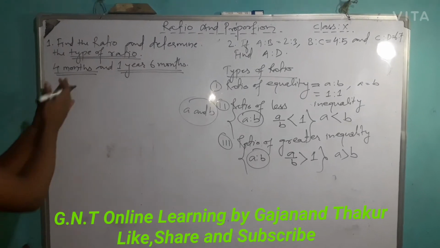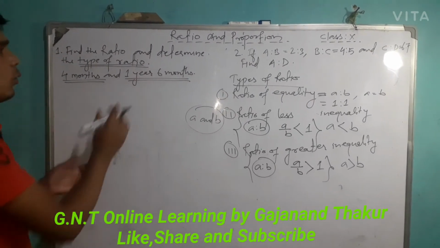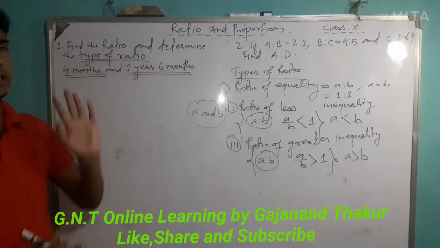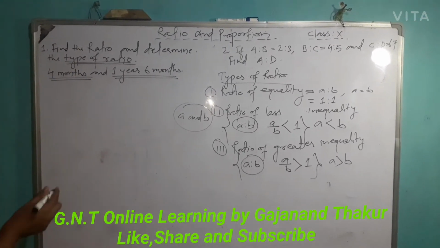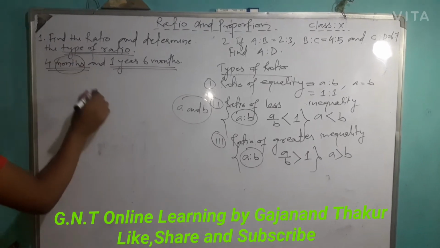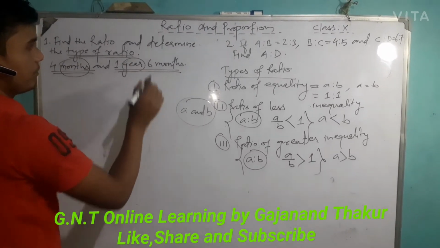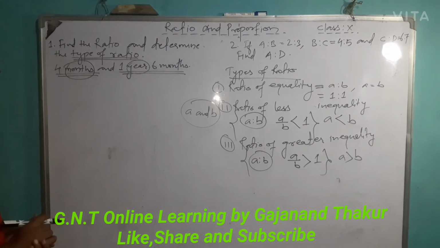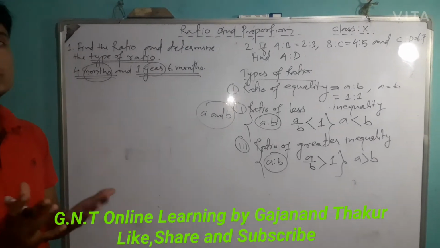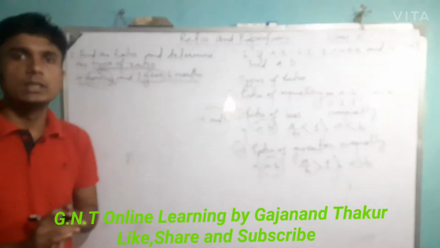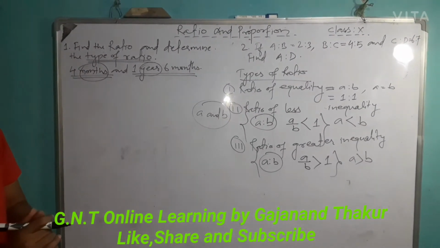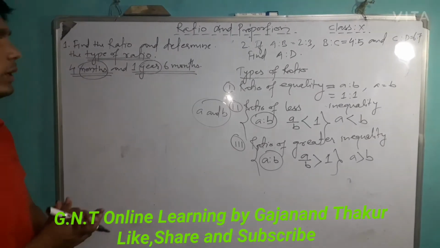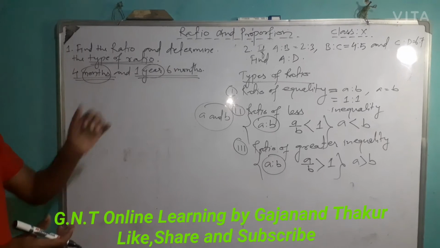Now the question which we have is 4 months and 1 year 6 months. So here we got two types of units. The first one is month, and the second is year and month. At first, we need to convert them into the same type of units. Unless we convert them into the same type of units, we will not get the correct answer. So we'll see the smaller unit first. We have month and year, so which one is smaller? The month is smaller, right?